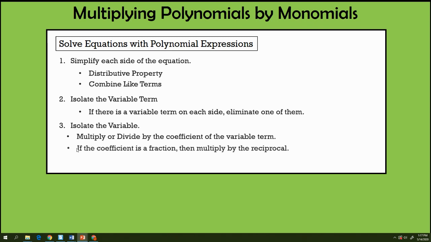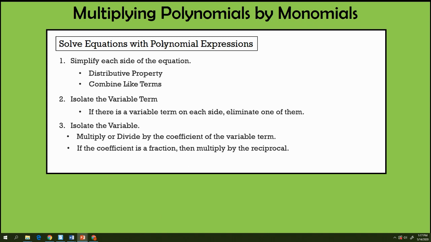Now, we've talked about this. If the coefficient is a fraction like 2/3 times x, and we're trying to isolate x, we're going to multiply by the reciprocal in that case. Don't divide each side by 2/3. Multiply each side by 3/2. So there's that little wrinkle right there when we go to solve these.